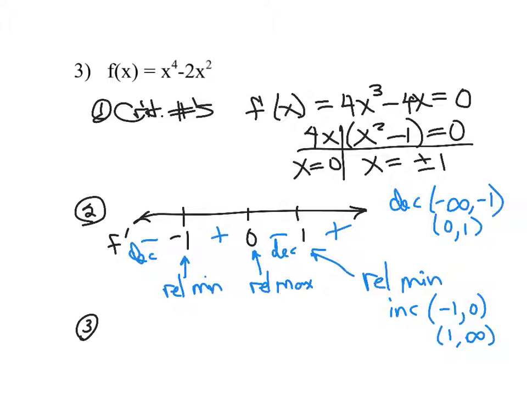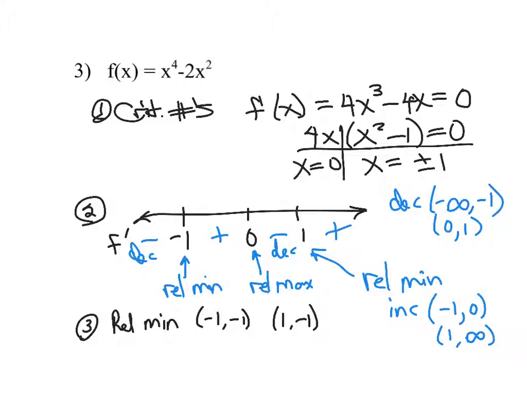Now, for each of these points, I left this off on the last example, but we should have gone back and found our original points. So my relative minimum point, if I plug negative 1 into my function, I'm getting a 1 minus 2, so a negative 1 as my y value, and that's a relative minimum point. I have another relative minimum point when x is 1. And again, I'm going back to my original function. So come back up here, plug 1 in, and I see that my function value at 1 turns out to be negative 1 as well.